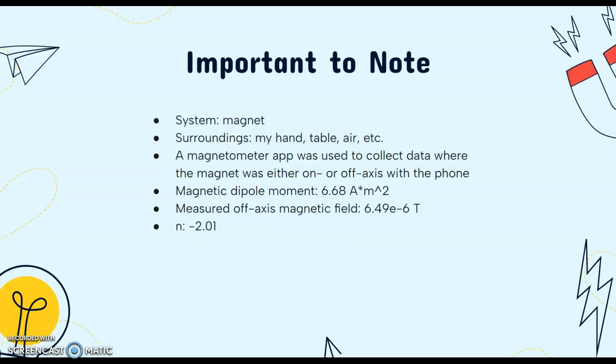Other things to consider is that the system for this experiment is a magnet, and everything else is considered to be its surroundings. We were then able to perform the experimental portion by using a magnetometer app to collect data where the magnet was either on or off axis with the phone. It was found experimentally that the magnetic dipole moment was 6.68, the measured off-axis magnetic field to be 6.49 times 10 to the negative 6 T, and n was negative 2.01.